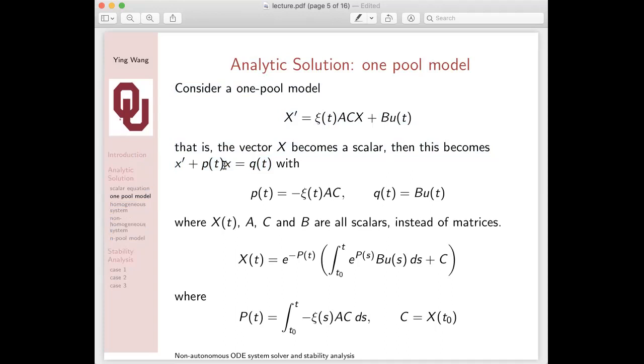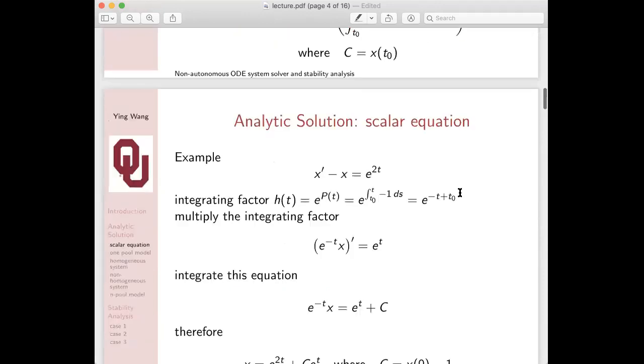Here, the P, that's the coefficient in front of X, will be, in this case, equal to negative C times A times C. And the Q, in this case, will be equal to B times U here. Then we can apply the solution formula we derived earlier to solve this equation. So the solution for this one pool model will be equal to e to the power of negative capital P times the integral of e to the power of positive capital P times Q, Q is BU, plus the integration constant. I can pull back the slide to remind you of the solution formula.